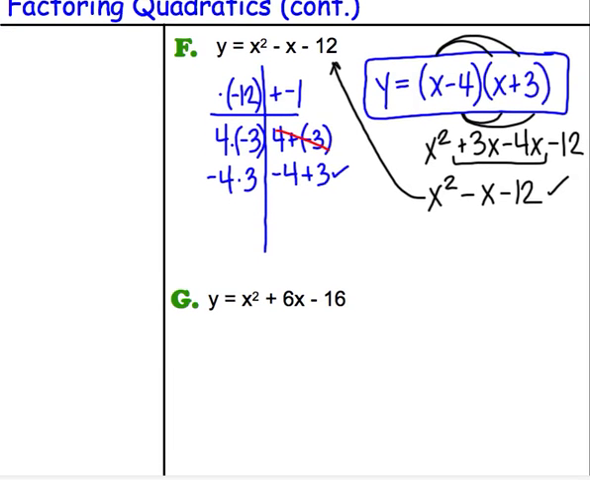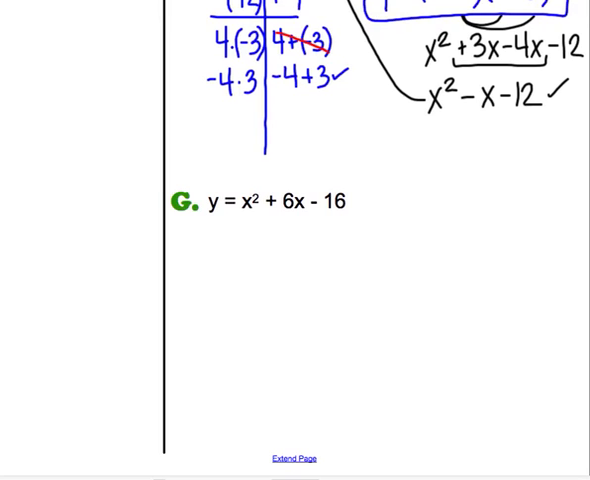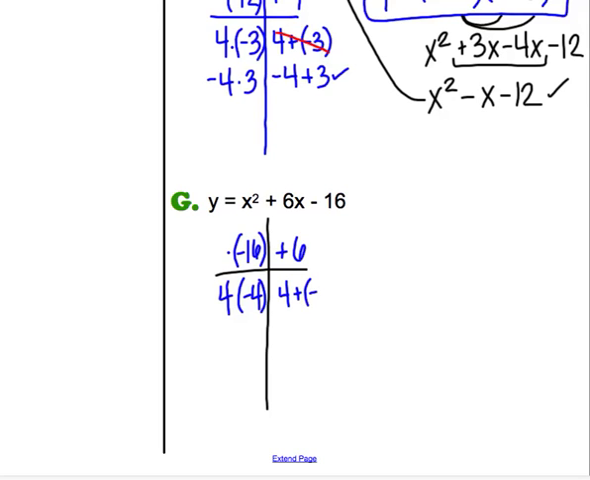Looking at our final example for today's lesson, we've got y equals x squared plus 6x minus 16. So I know that when I make my t-chart, I need this to multiply to negative 16, but I need to add to positive 6. So I'm going to start with 4 times negative 4, because I know it has to be one number negative because of the negative product. 4 times negative 4 is negative 16, but when I take 4 plus negative 4, I get 0. I know that doesn't work.